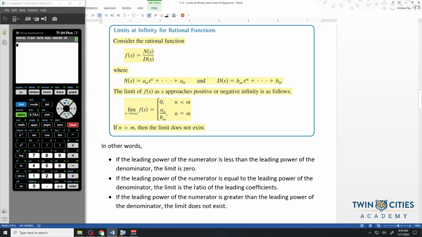If the leading power of the numerator is equal to the leading power of the denominator, the limit is the ratio of the leading coefficients. And if the leading power of the numerator is greater than the leading power of the denominator, the limit does not exist. Again, when I look at these definitions, they're purposely written in a way that's really fancy and kind of confusing. So let's look at some examples and try to use this.